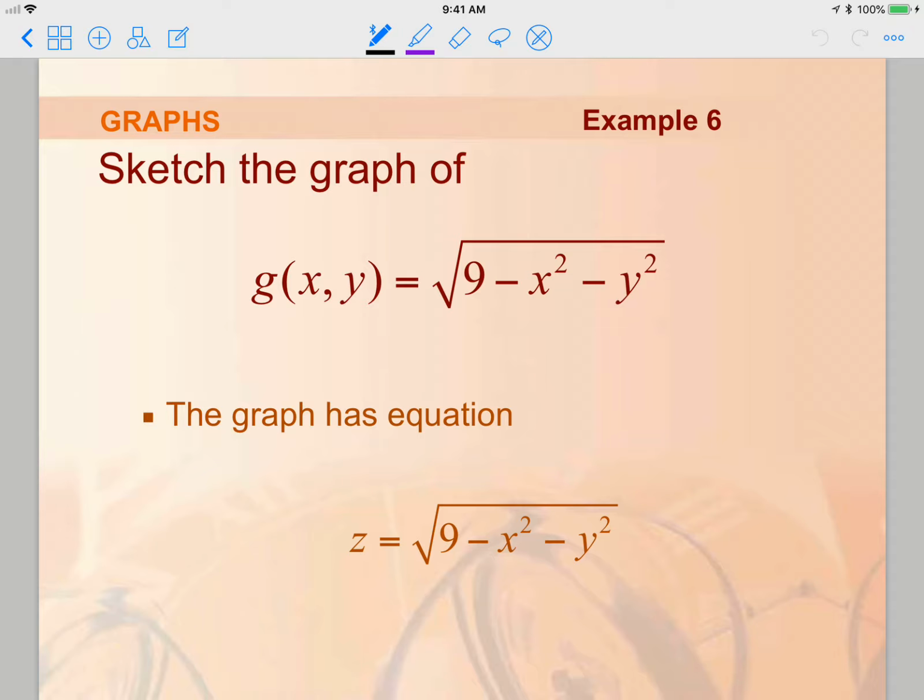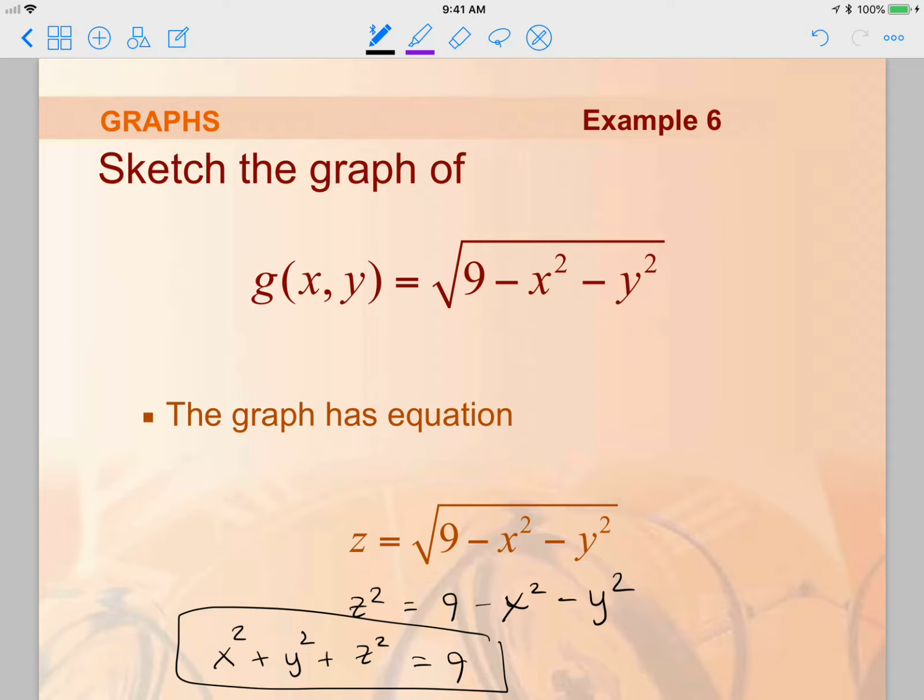So we will be finding equations of the tangent plane to the surface at a point. Now let's sketch the graph of g of x, y equals the square root of 9 minus x squared minus y squared. The thing to notice in order to graph this is that if we square both sides, we get z squared equals 9 minus x squared minus y squared. Now if we rearrange, we get x squared plus y squared plus z squared equals 9. And we know that this is the equation of a sphere centered at the origin with a radius of 3.